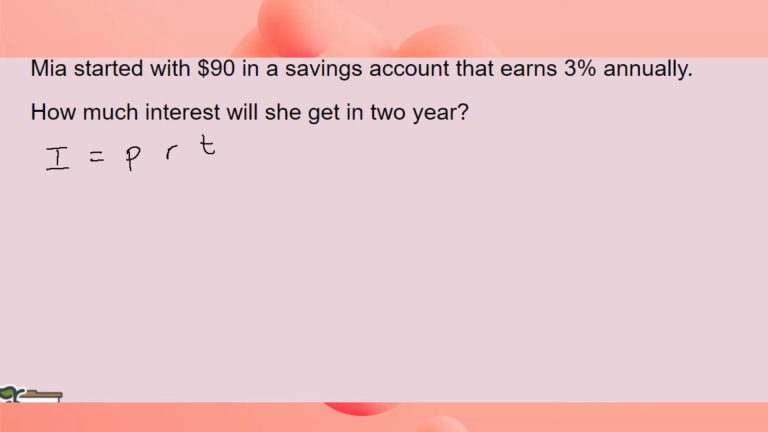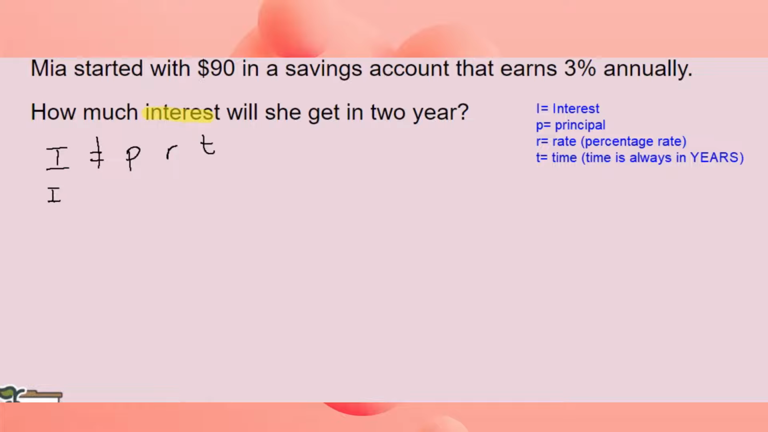In order to solve this problem, we will use the simple interest formula, which is interest equals the principal times the rate times the time. The interest in this case is unknown, and we know we're looking for the interest because the question says how much interest will she get in 2 years. So interest is unknown, and I'll use I for interest.